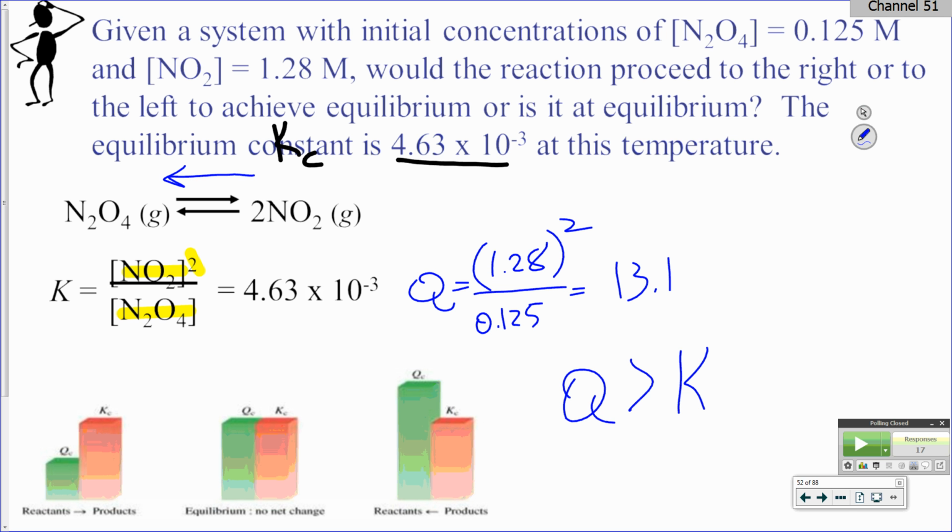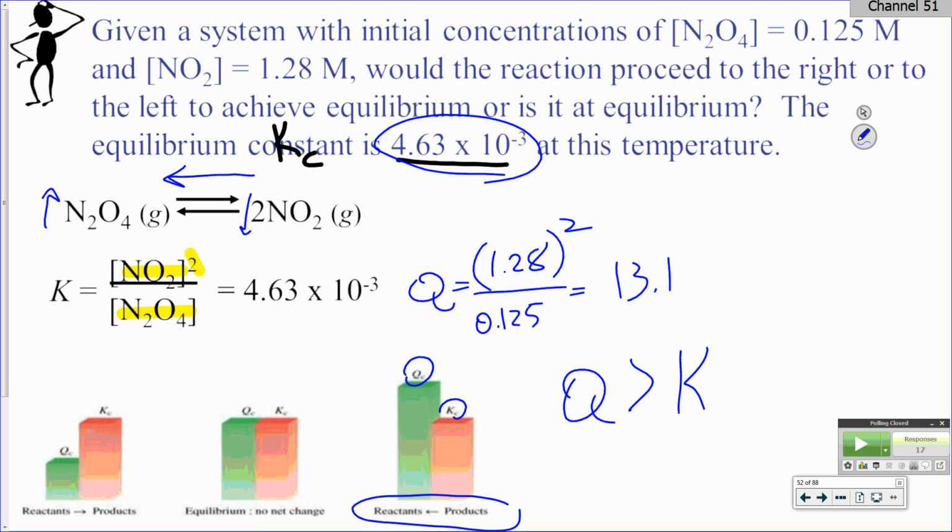What it's going to do is decrease the amount of the products and increase the amount of the reactants, until it gets the ratio equal to this small 4.36 times 10 to the minus third. So Q is greater than K, which means it's going to go in the reverse direction. That's simply the way that we use this. You plug your current concentrations into the K expression, calculate Q, and you figure out whether it's going to go forward, reverse, or is at equilibrium already.